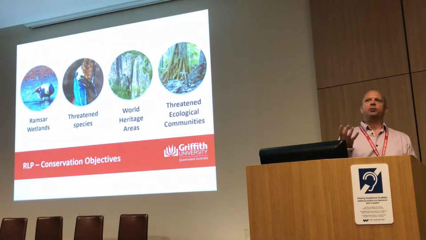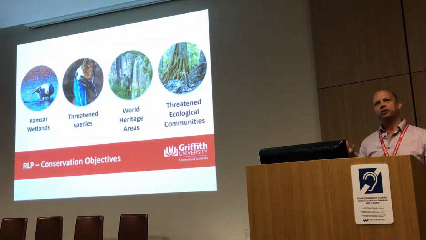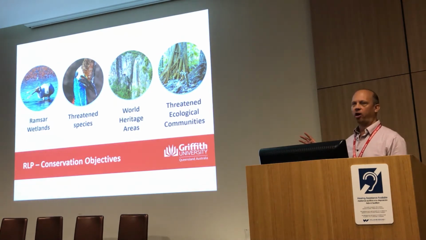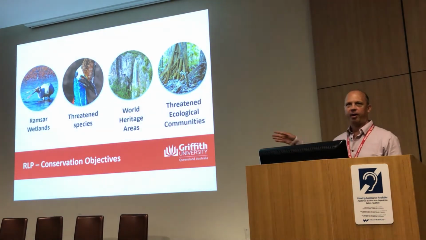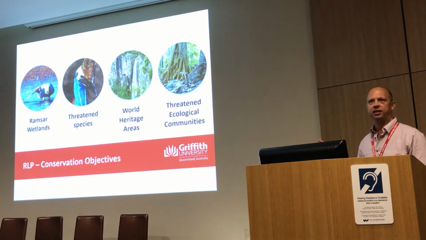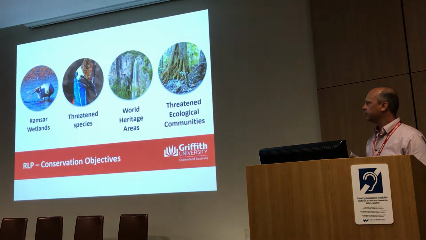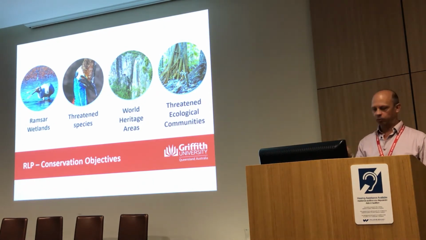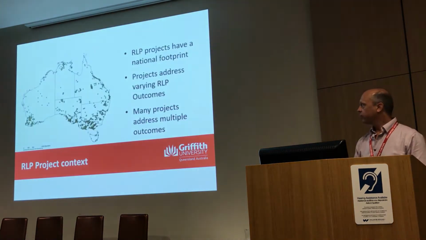The premise behind that is we can set up one of these networks across any one of the 4 outcomes that is being looked at within the environment. So we can set up these networks either looking at Ramsar, threatened species, TECs, or for World Heritage Sites. And these networks can address single objectives or multiple objectives within each of those particular networks.